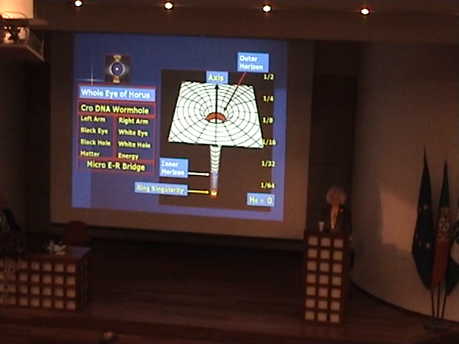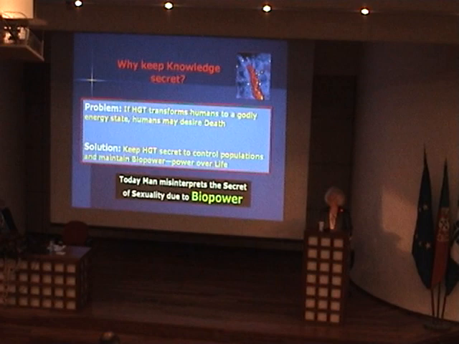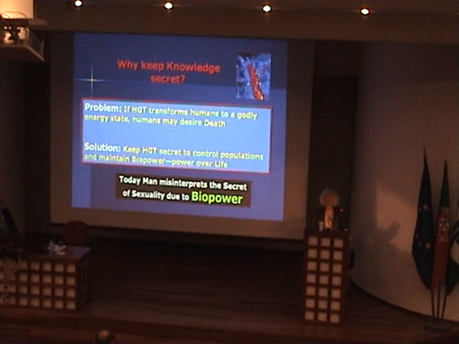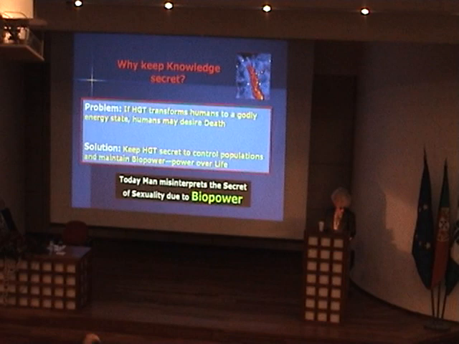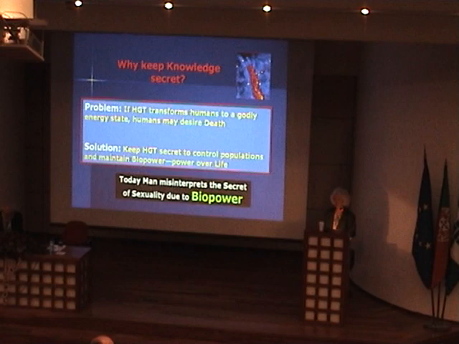Why did the pharaohs keep the knowledge secret? If horizontal gene transfer transforms humans to a godly energy state, humans may desire death over life. Then the pharaoh's power would vanish. So knowledge must be kept secret to control the population and maintain power over life.